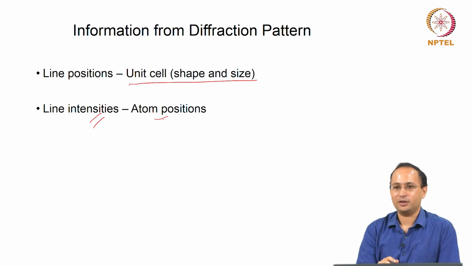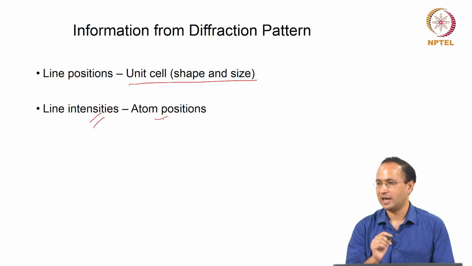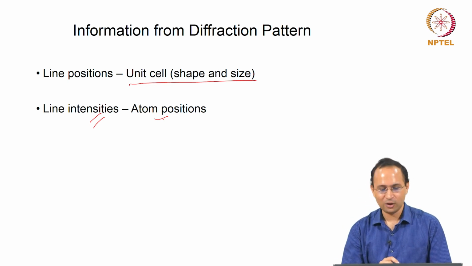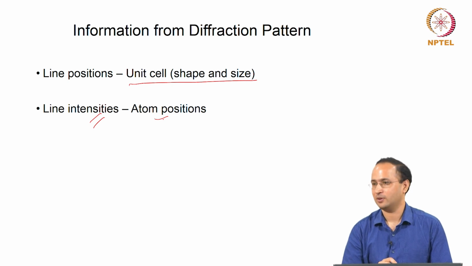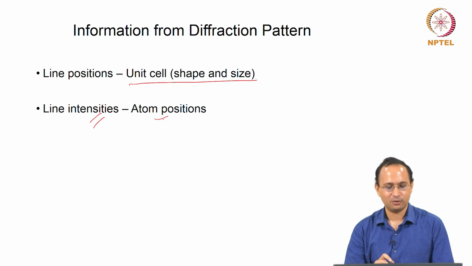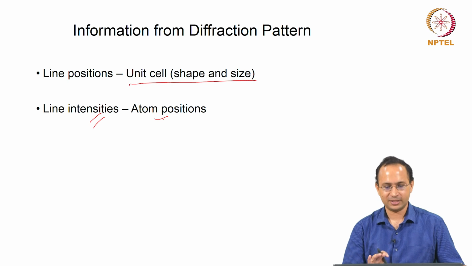Again, you can refer back to our calculation in the last lecture where we calculated that. Depending on the atomic position, you may not even see a reflection or diffraction. So, two important things: line positions will tell you about the unit cell, its shape and size, and line intensities, the atomic positions. Okay. So, that covers the basics which we need to understand the application of X-ray diffraction.